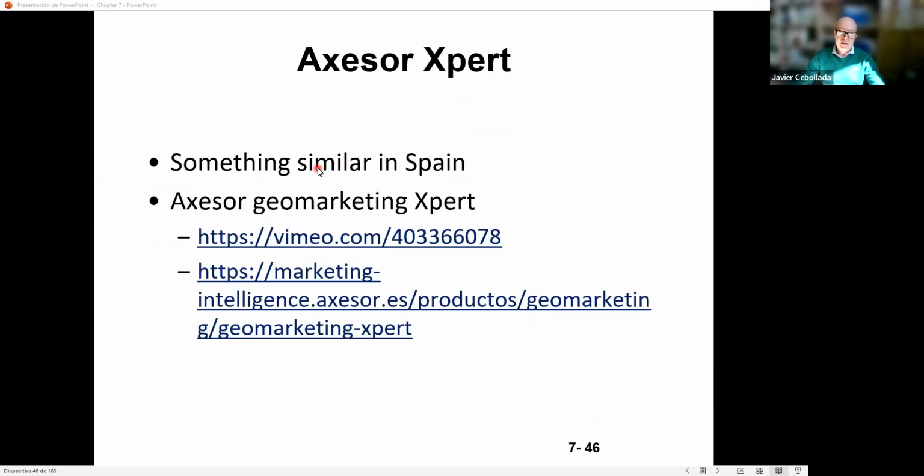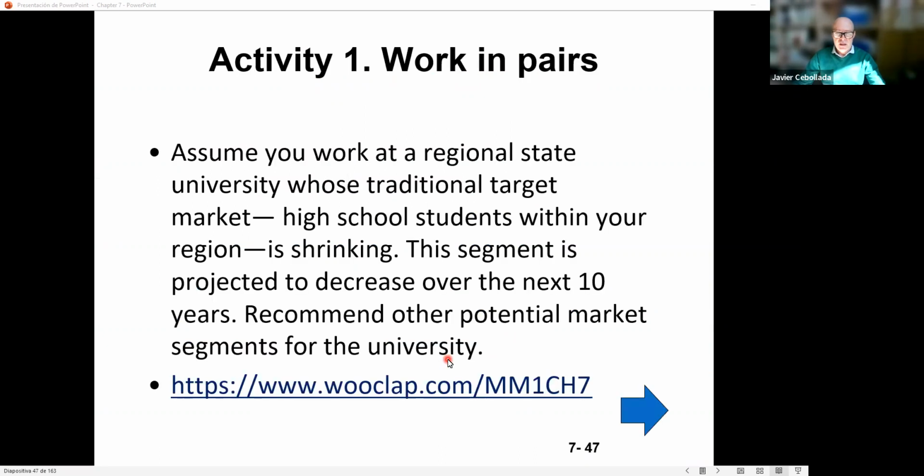There is something similar in Spain. There is a company called Acxiom Experian that does something quite similar. Okay, it's mainly for retailers when they want to open a new location. And you have here another potential activity.